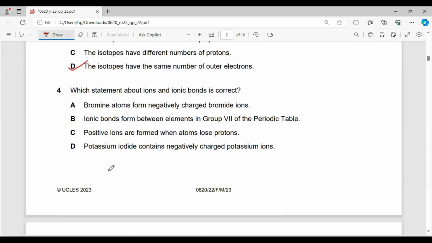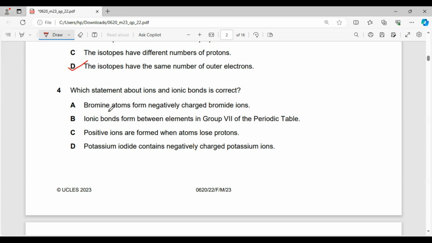Which statement about ions and ionic bonds is correct? Bromine atoms form negatively charged bromide ions. Ionic bonds form between elements in group 7 of the periodic table. Positive ions are formed when atoms lose protons. Potassium iodide contains negatively charged potassium ions.